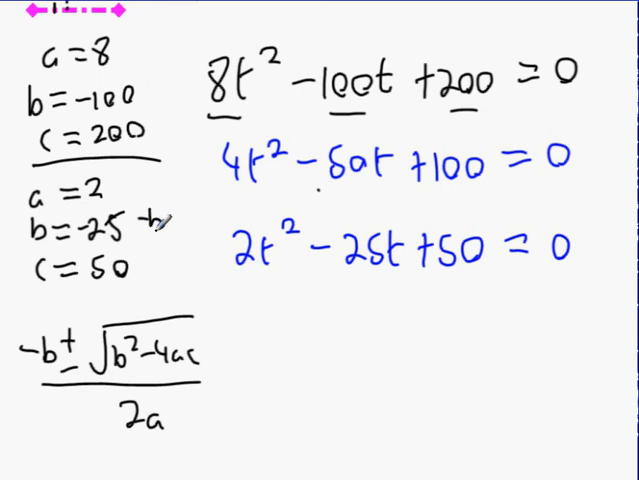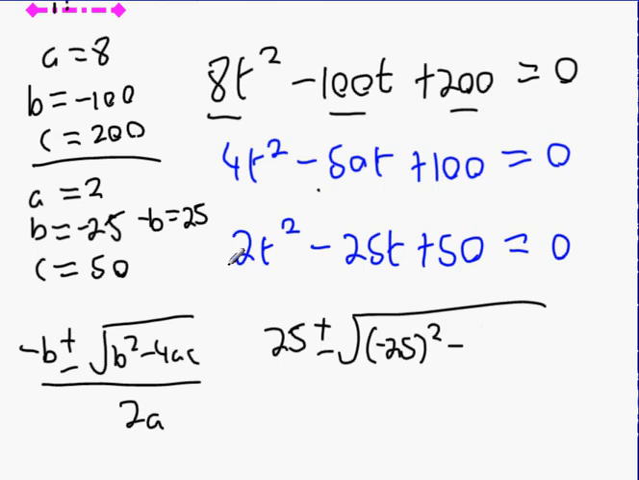So what's minus b, lads? 25. So 25 plus or minus the square root of b squared, which is minus 25 squared, minus... Wait, sir, do you not just change that from being 200 meters to 50 meters?